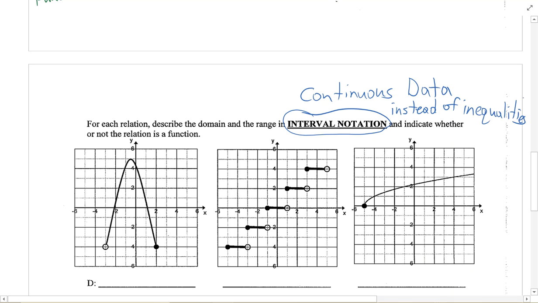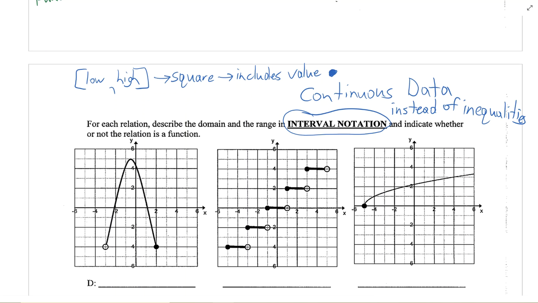So what we have is two types of brackets. For interval notation, we have square brackets. With our square brackets, we always have our low value, a comma, and then our high value. What the square brackets indicate is that the points are included. So square brackets include the value, like a dot. When you have a dot, that's when you use your square brackets.